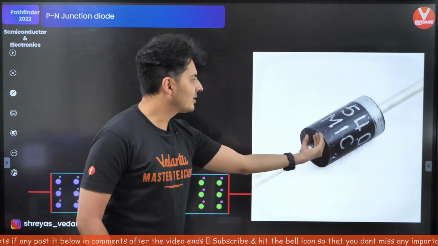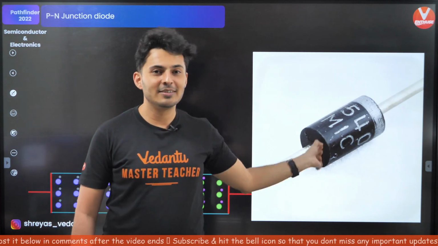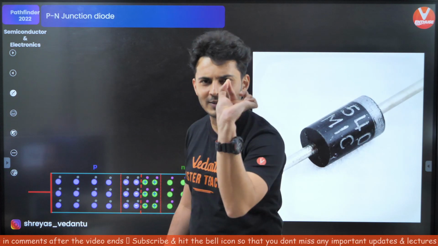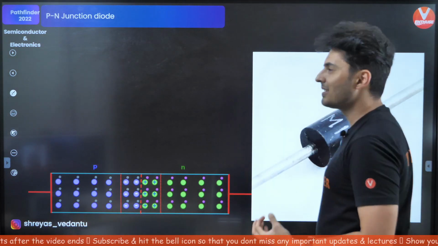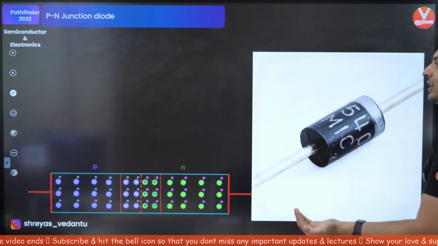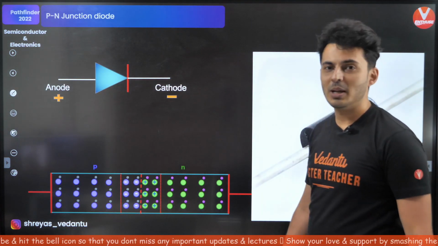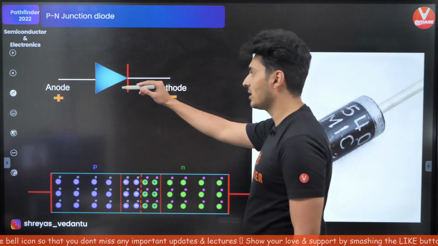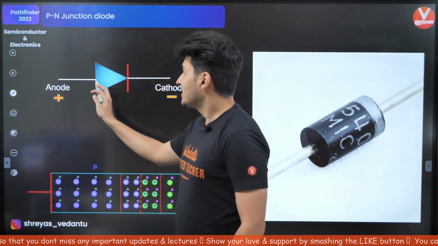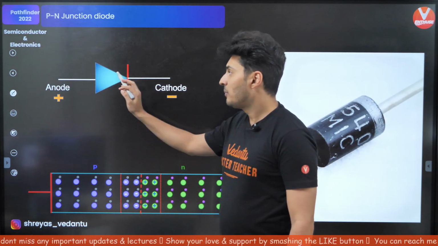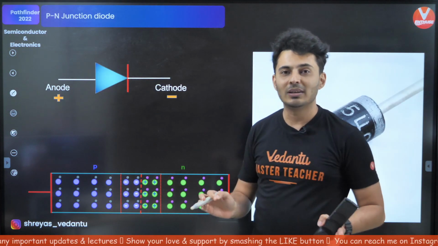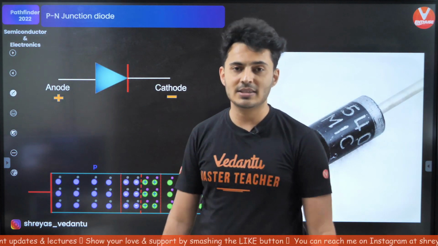And this is how a small PN junction diode looks. This is a magnified image. It's hardly this much. It's so small. Look at the symbol of a diode. Very, very important. You draw a triangle and a line. This is the P side, this is the N side. PN junction diode. Now does the name make sense?